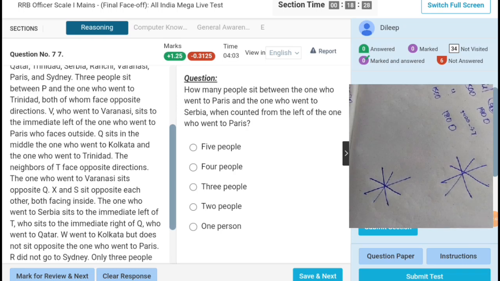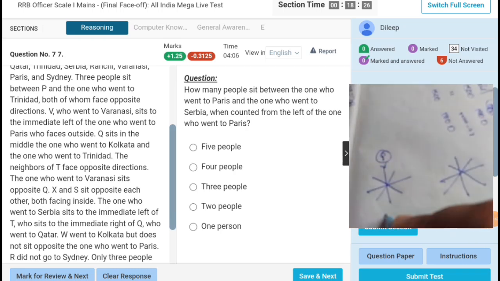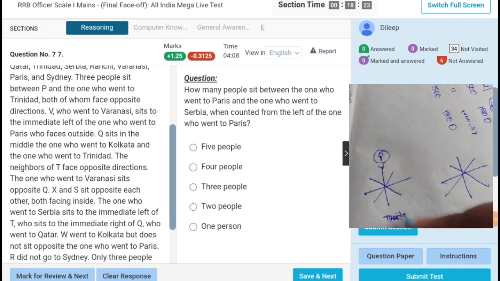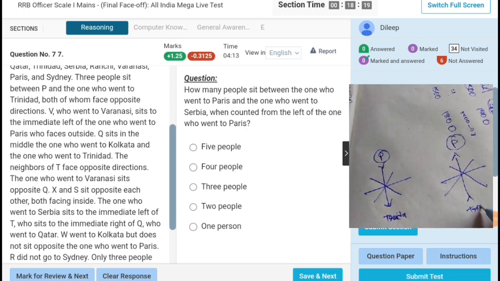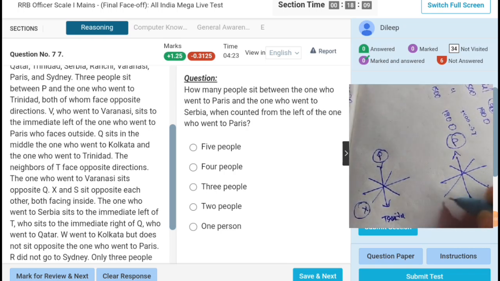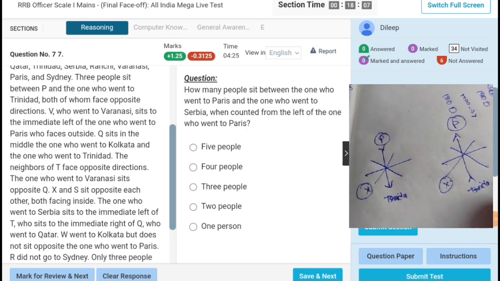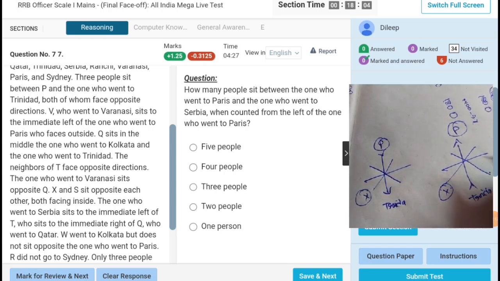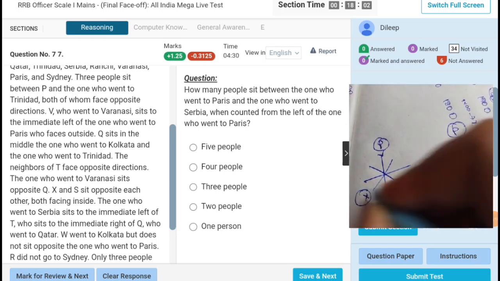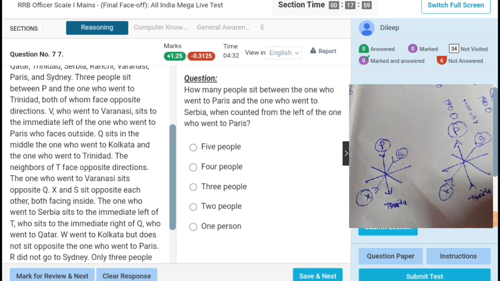Three people sit between P and Trinidad. Next, X and S are opposite to each other, facing inside. Serbia is immediate left of T. T is immediate right of Q.